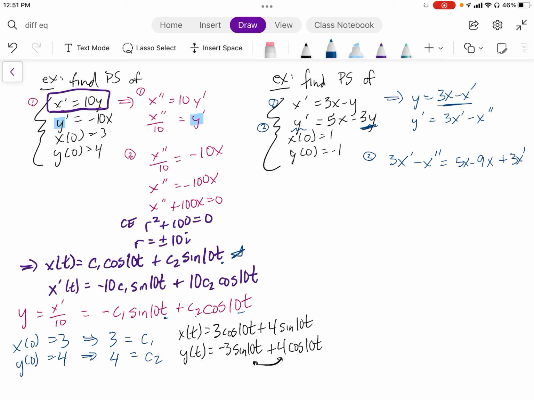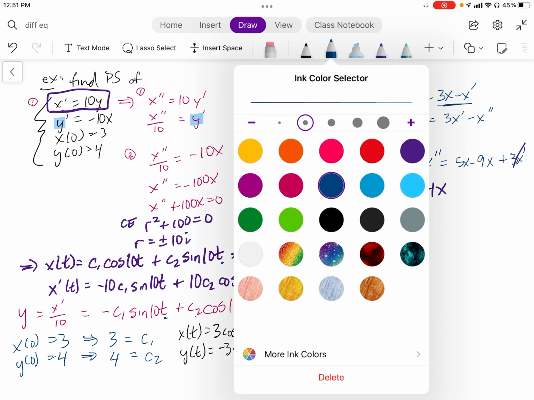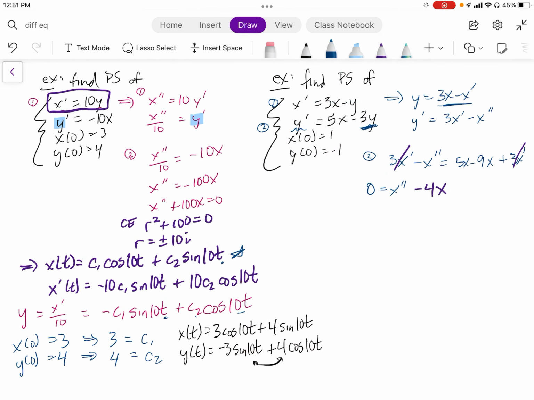Let's go ahead and add that x double prime on the right. Right, we'll get the left-hand side equal to 0. So x double prime, subtract 3x prime, and those actually cancel. So 5x minus 9x is negative 4x. Okay. Again, a characteristic equation. r squared minus 4 equals 0. r is plus or minus 2.